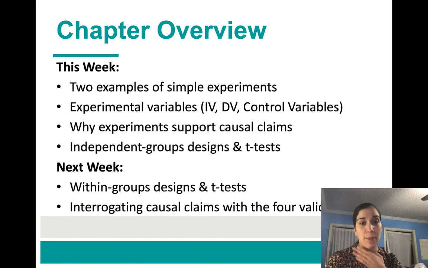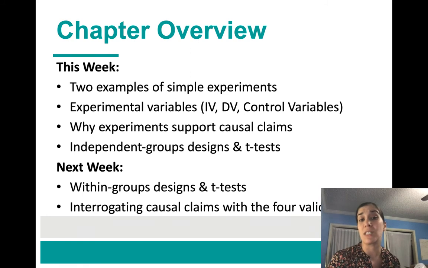The second half of chapter 10 will be covered next week, and that's the within groups design t-tests, and then we'll interrogate our causal claims with our four validities that we talked about last week. So this week, we're going to talk about two examples of simple experiments, and we're going to use these as examples for what we're going to talk about.